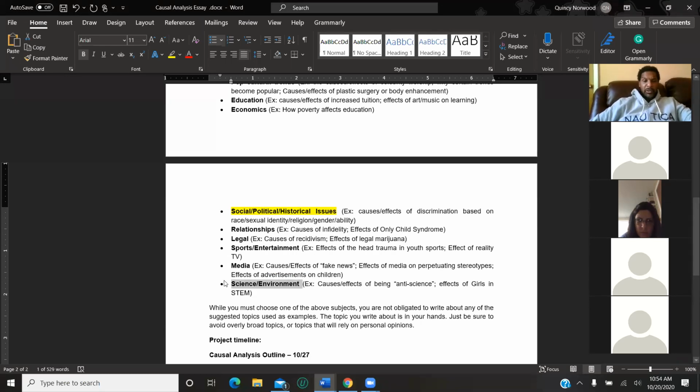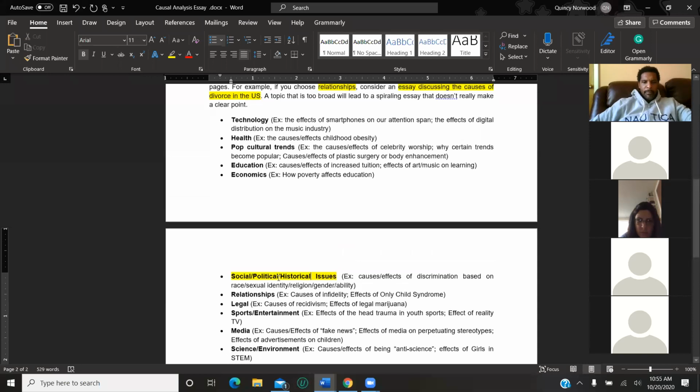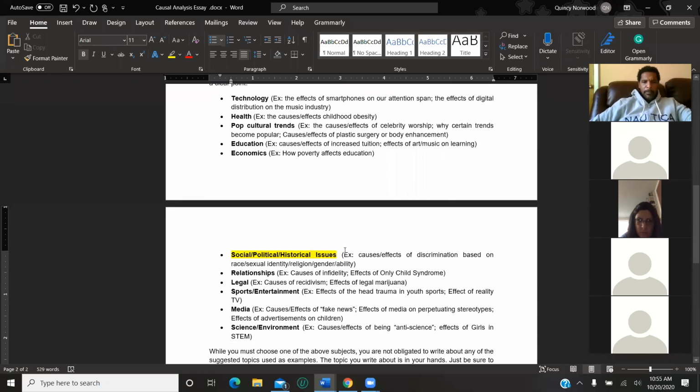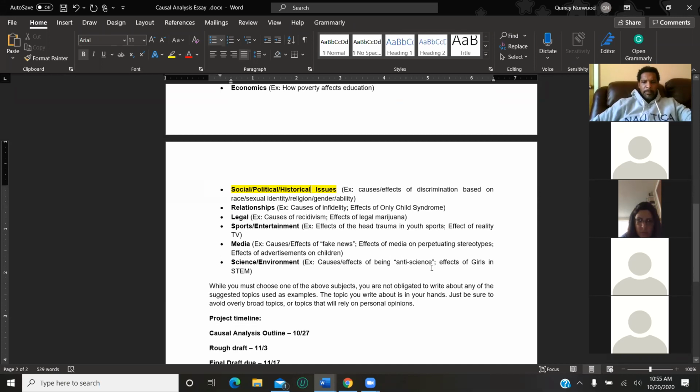Natural disasters can be considered historical events. If we look at New Orleans, there's before and after Katrina. I guess my concern or question came from the fact that none of the things listed as examples are very physical events happening. Science is causes and effects of being anti-science, girls in STEM. It's nothing about discovering some new kind of medicine that changes something. Okay. If you want to write about that, you can.